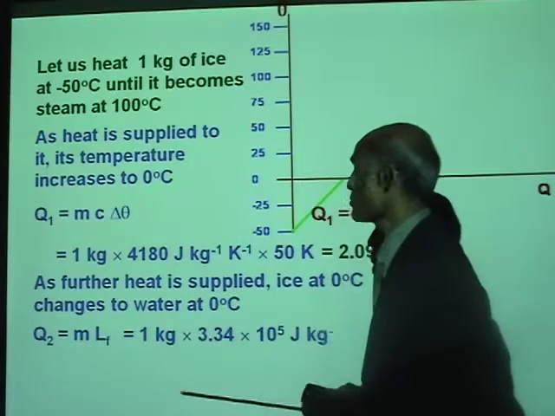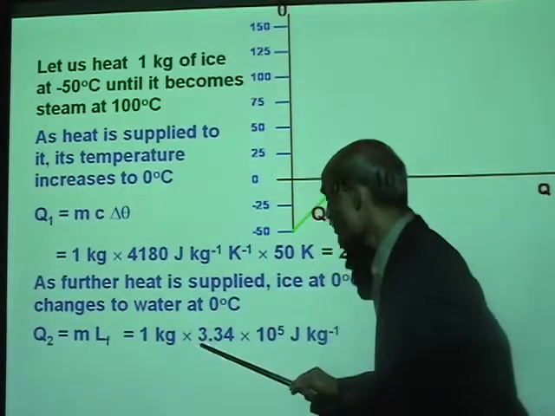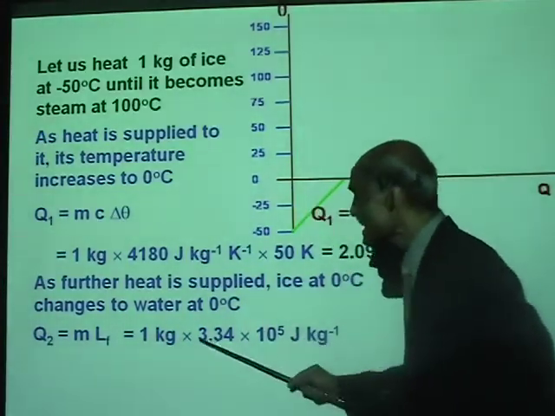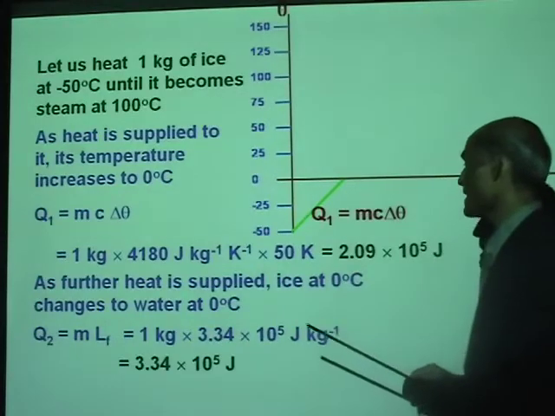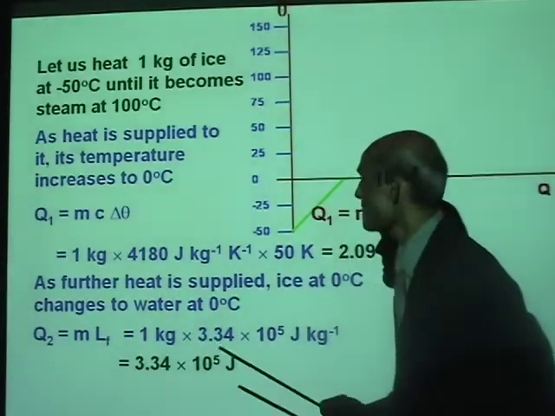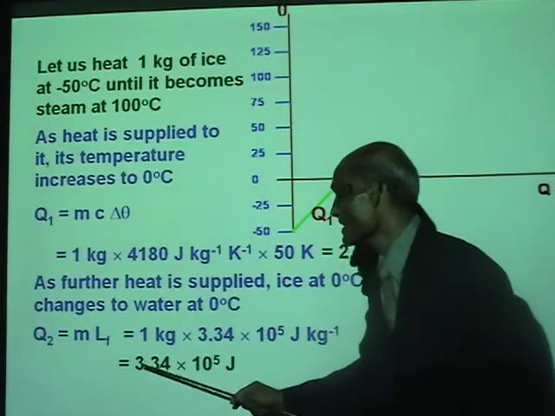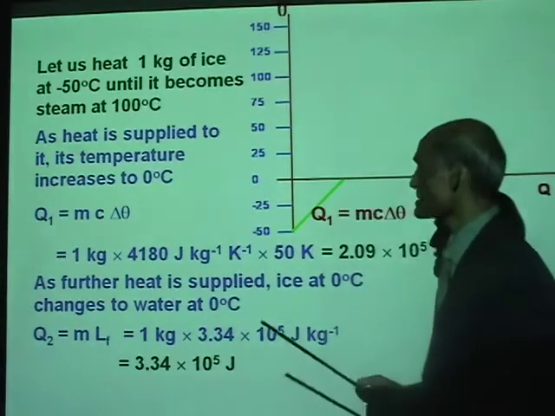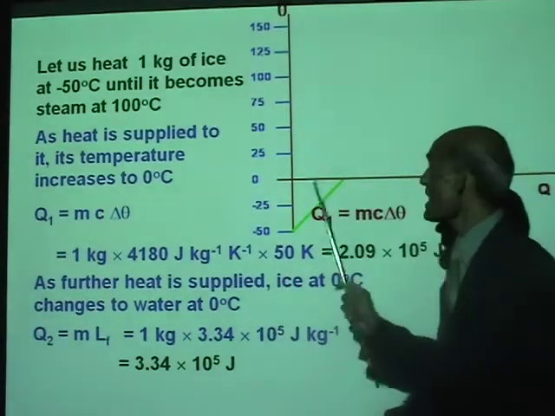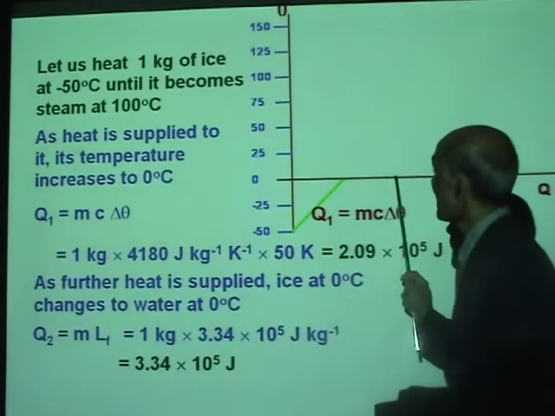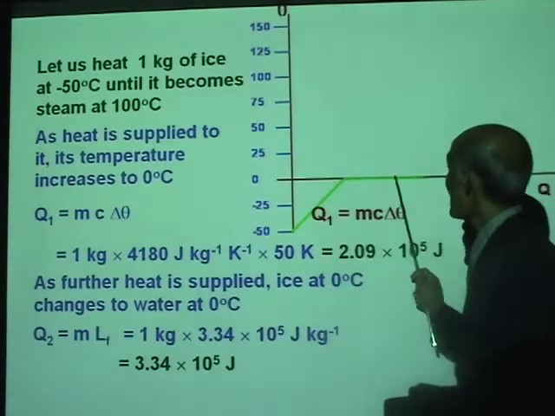And what is that quantity? Mass is 1 kilogram. This is the latent heat of fusion. And that gives me the amount of heat absorbed during that stage as 3.34 times 10 to the 5 joules. How will I represent that on the graph here? There is no temperature change.